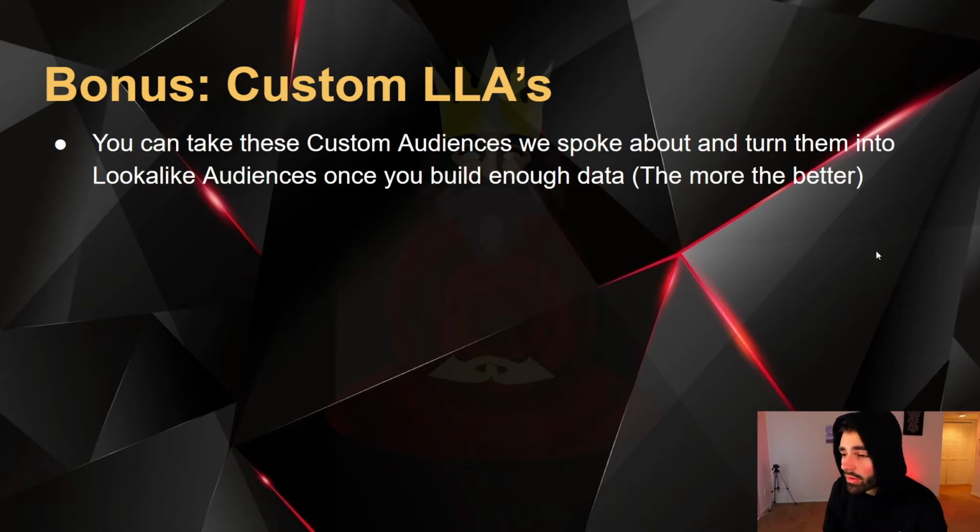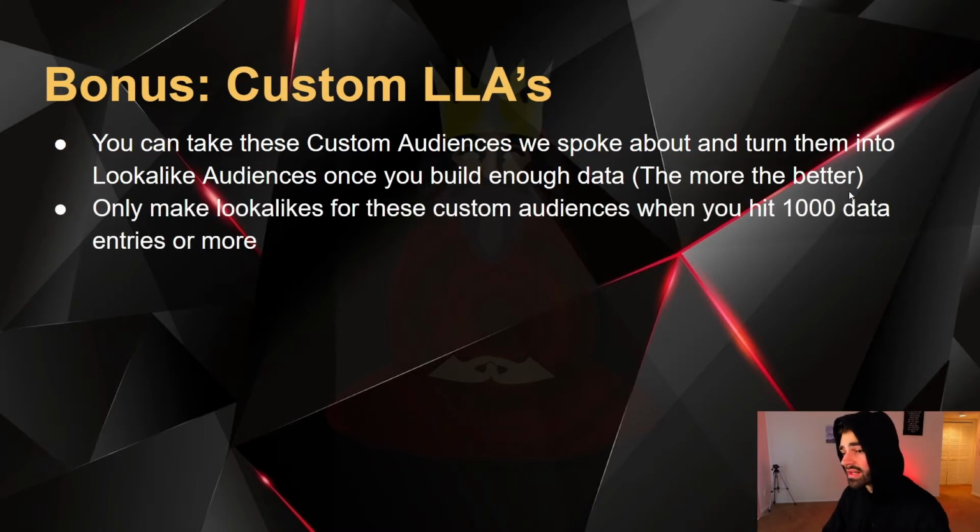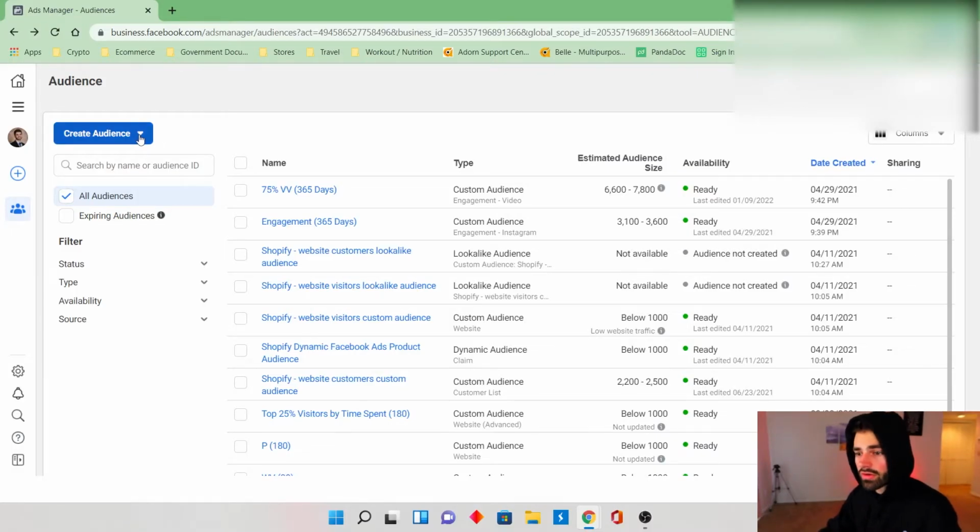So now if you want to make custom audiences into LLAs, you want to turn them into lookalikes, you can take these custom audiences we just spoke about and turn them into lookalikes once you build enough data, and the more data, the better. So I'm going to show you how to do that. Only make lookalikes for these custom audiences once you hit 1,000 data entries or more. So if you have 1,000 engagements on your Instagram account from one specific country, go ahead and make a lookalike audience from it.